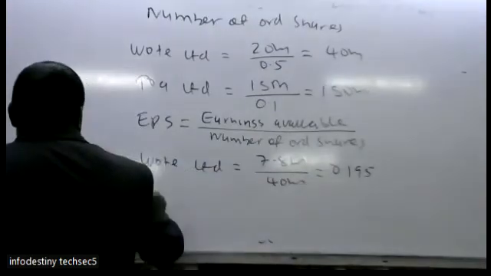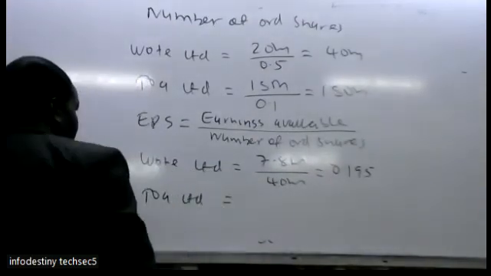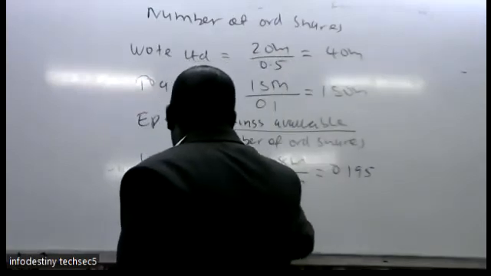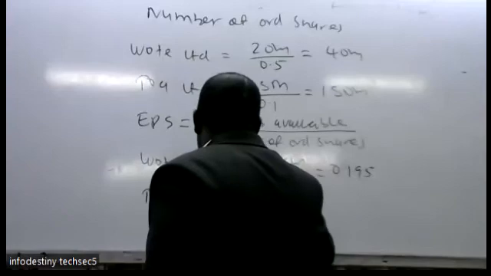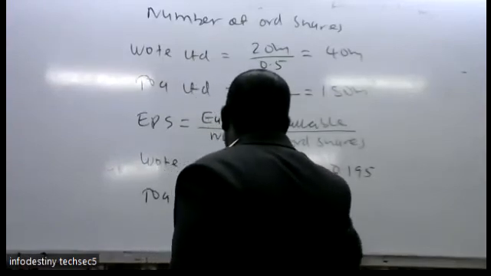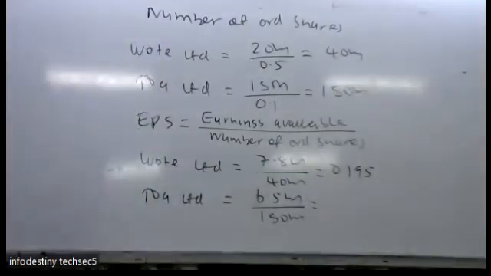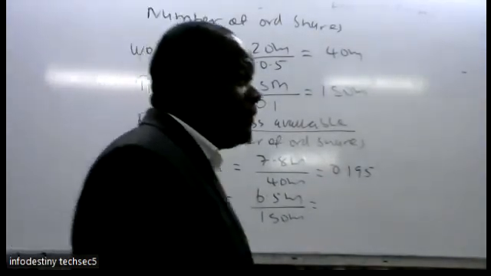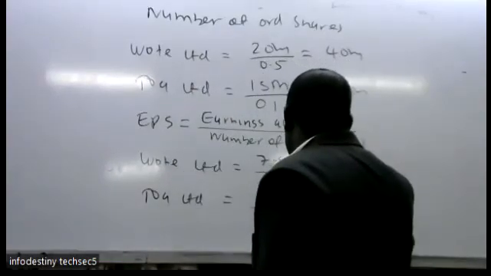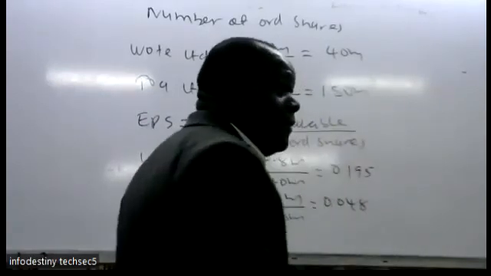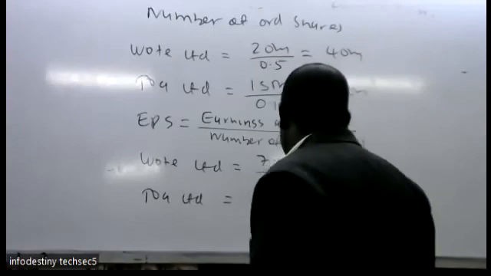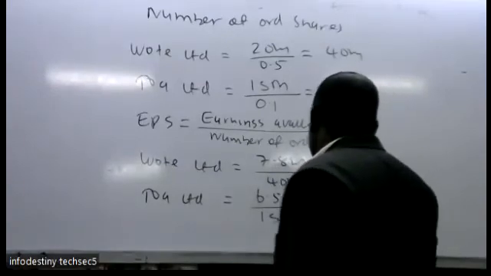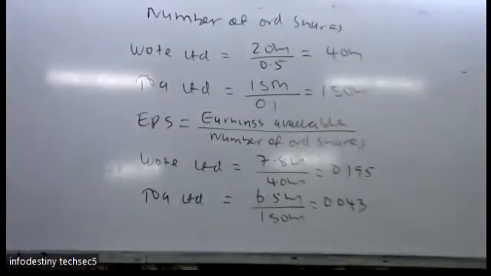So we also calculate the one for TOA Limited. For TOA Limited, you see the attributable profit is 6.5 millions. We also divide by 150 million ordinary shares, so that we come up with the earning per share, 0.04. You can just have it as 3 decimal places so that they are combined.